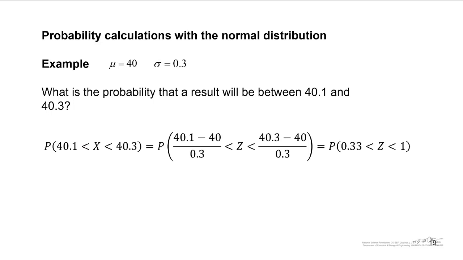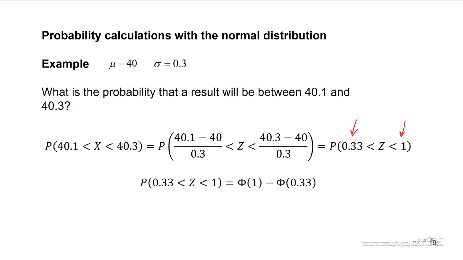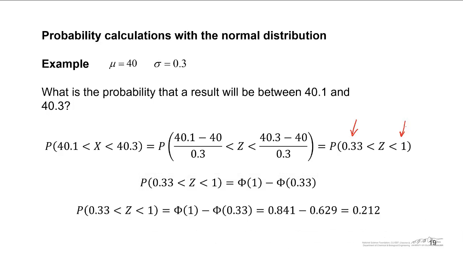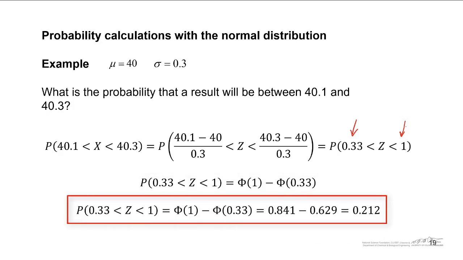The probability that x is between 40.1 and 40.3, we can convert that to z-values. 40.1 minus 40 over 0.3, we can convert that to a z-value of 0.33. We can convert 40.3 to a z-value of 1. So the answer to our question would be the probability that z lies between 0.33 and 1. And we could do the cumulative up to 1 minus phi of 0.33. And when we look those up in the table, we get about 0.841 minus 0.629, and that's 0.212.